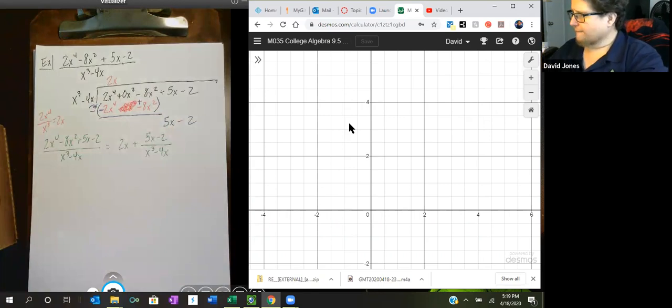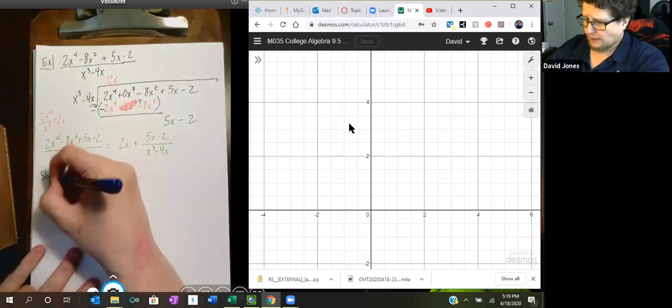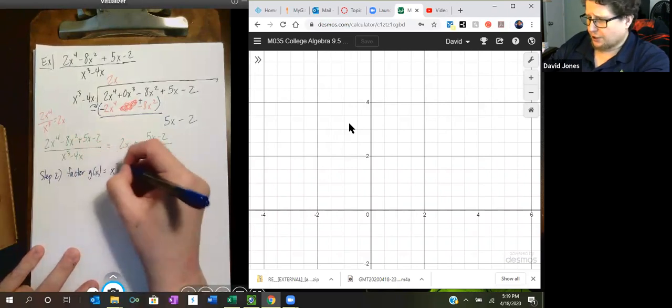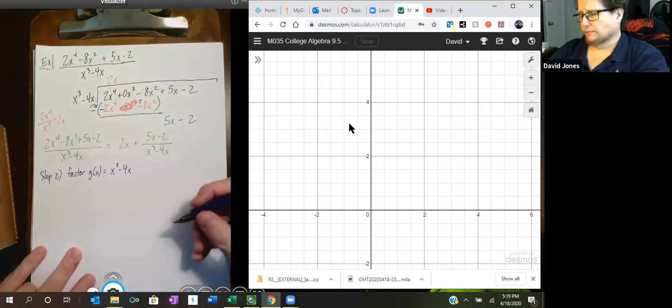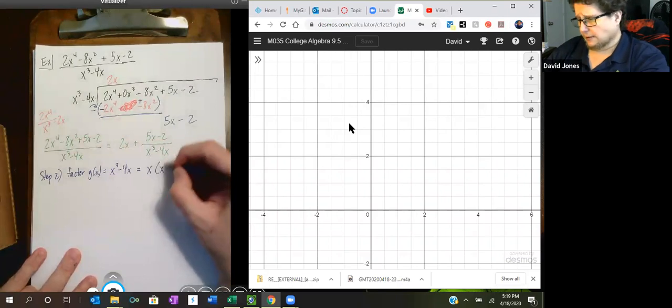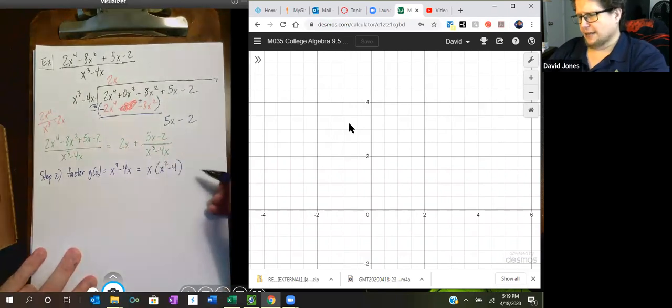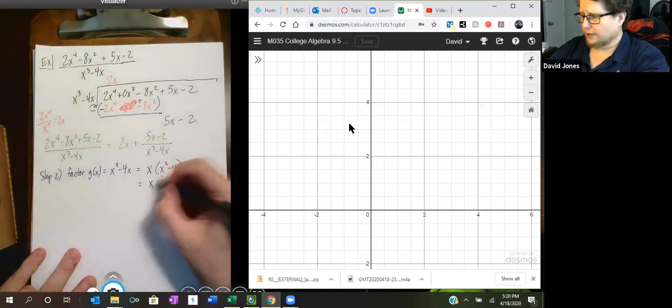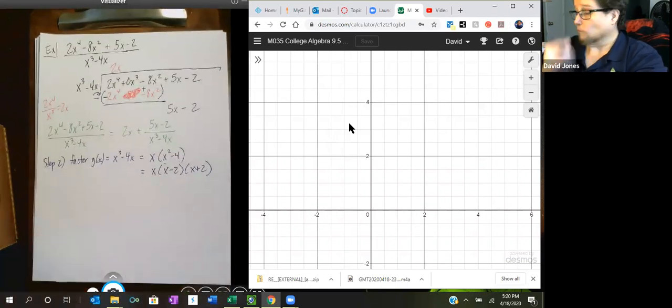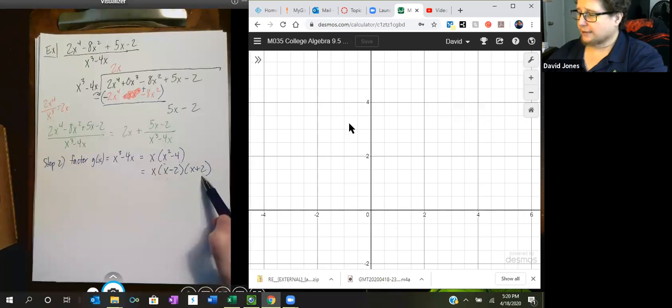Step 2 is we want to factor the bottom completely. So step 2, factor g of x, which equals x cubed minus 4x. The first thing we can do is factor out a greatest common factor, which is x. And this actually simplifies more. That's the difference of squares. So each of these terms only shows up once.